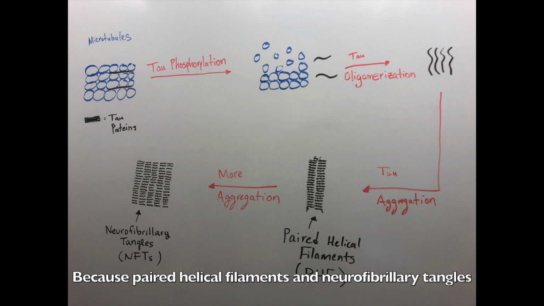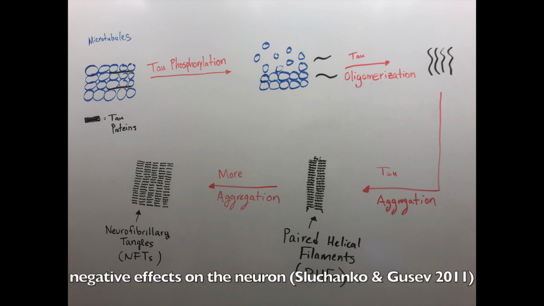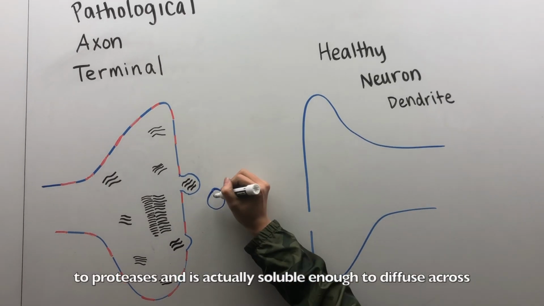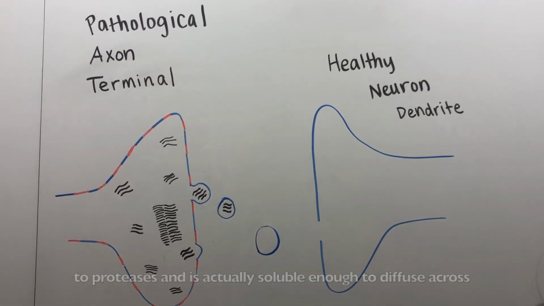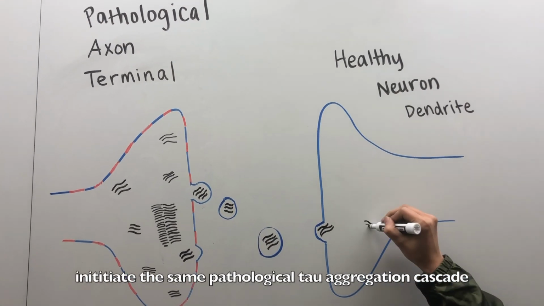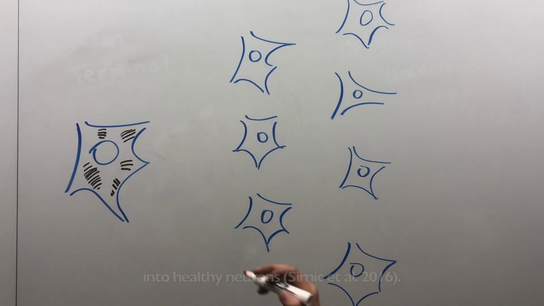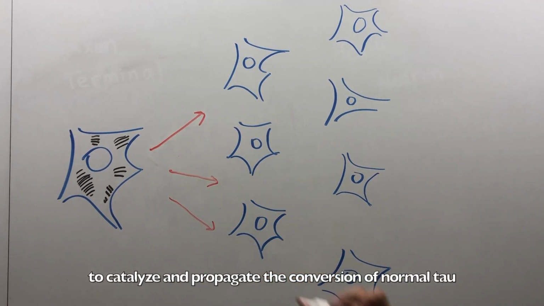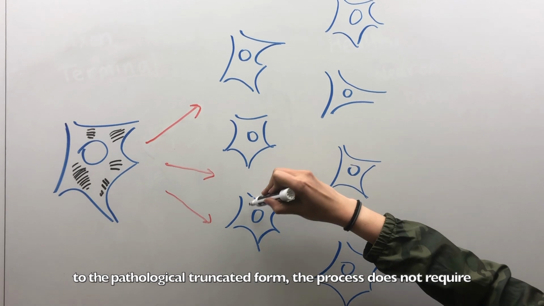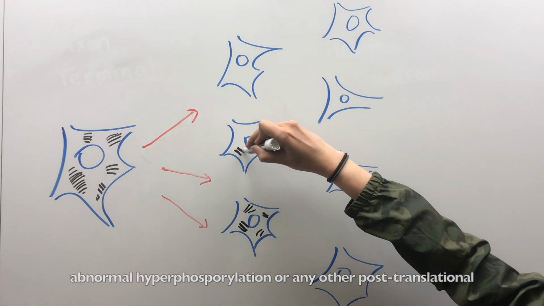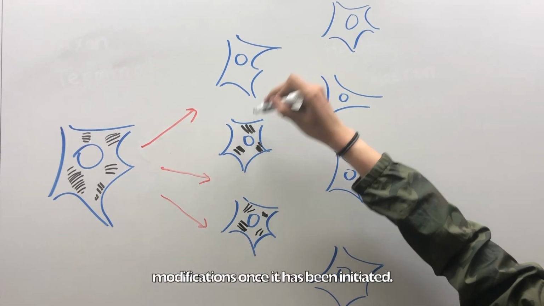Because paired helical filaments and neurofibrillary tangles are insoluble, it's unclear whether they have a positive or negative effect on the neuron. The tau fragment in the oligomeric state is resistant to proteases and is actually soluble enough to diffuse across synapses to neighboring neurons. The oligomers can then initiate the same pathological tau aggregation cascade in healthy neurons. So while hyperphosphorylated tau has been shown to catalyze and propagate the conversion of normal tau to the pathological truncated form, the process does not require abnormal hyperphosphorylation or any other post-translational modifications once it's been initiated.